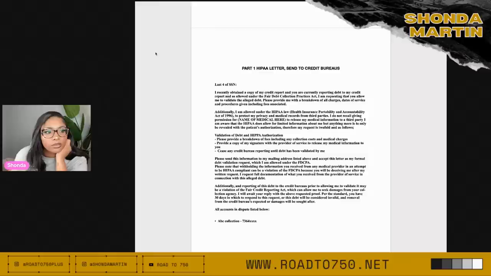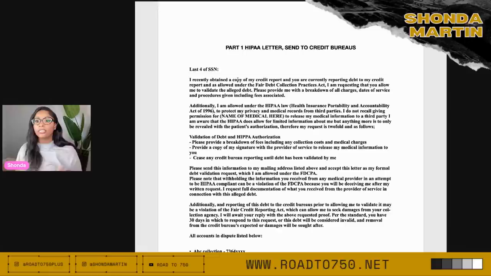Okay. This is the HIPAA part one letter. This letter is going to go to the credit bureaus for medical collections. I'm going to tell you exactly what you would need to change on this letter because a lot of you were having issues with filling it out or didn't understand what you were supposed to put where. This letter is super easy to fill out because you only have to change one or two things. Right here in the second paragraph where it says name of medical here, this is where you are going to put the name of the original creditor, guys.